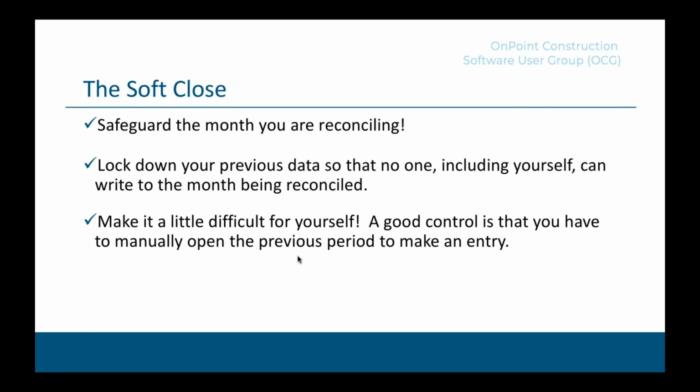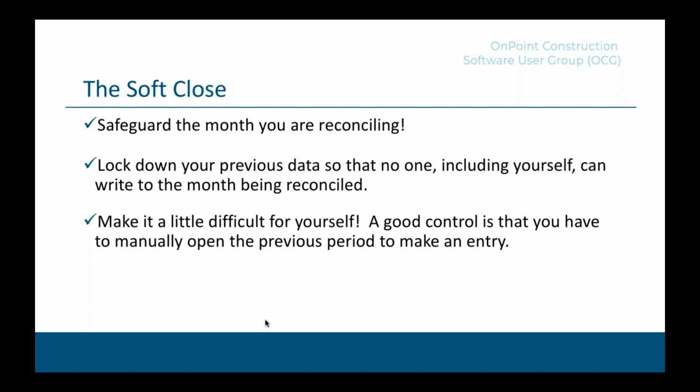So the soft close safeguards the month you're reconciling. You want to lock down your previous data so that nobody, including yourself, can write to the month that's being reconciled. Also, your numbers aren't going to be changing and moving once you've printed something out of one module and you think you've got it done, and you go to look at general ledger, but by that time somebody's done something and it's changed the numbers. So it just keeps the numbers consistent.